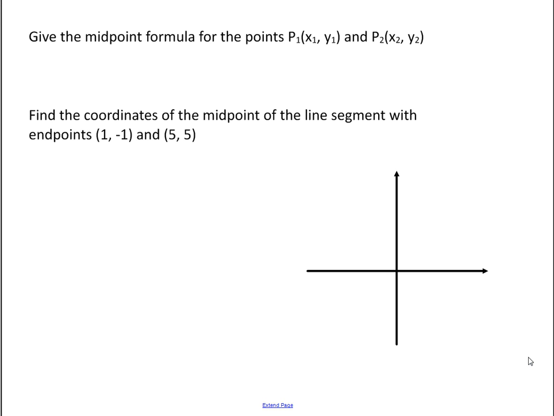Let's continue with our discussion right here. Here's another formula that we'll want to know for our Cartesian coordinate system. This one is the midpoint formula. This is actually pretty easy, but let me go ahead and illustrate.